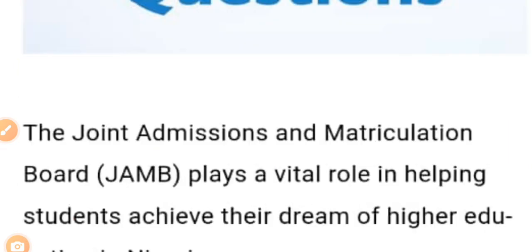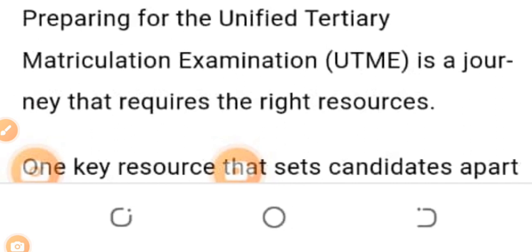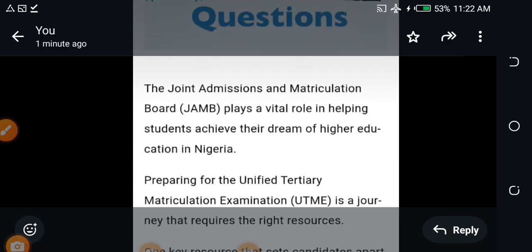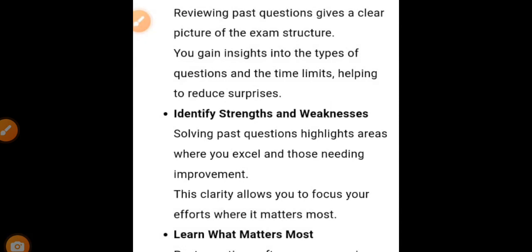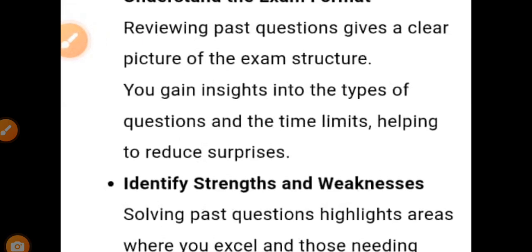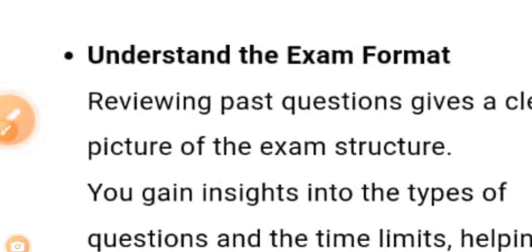Why do we even need past questions? Why do you need past questions when you are preparing? I'm going to show you why you need past questions and how you can get those past questions of your 4 subjects free of charge.